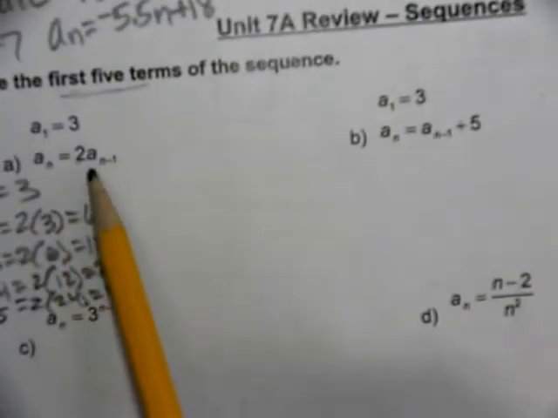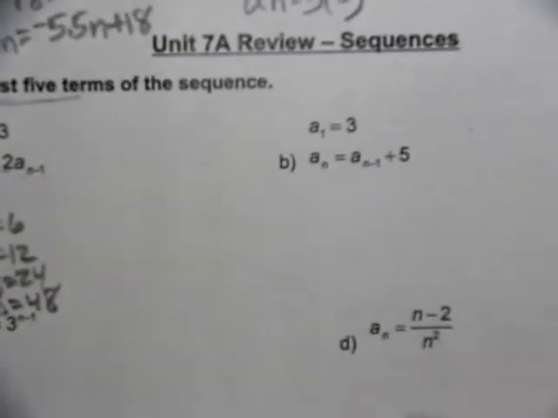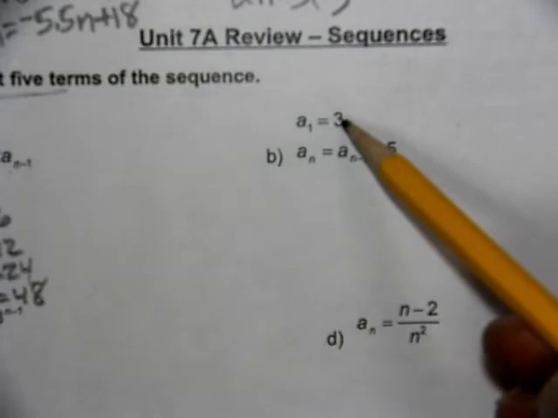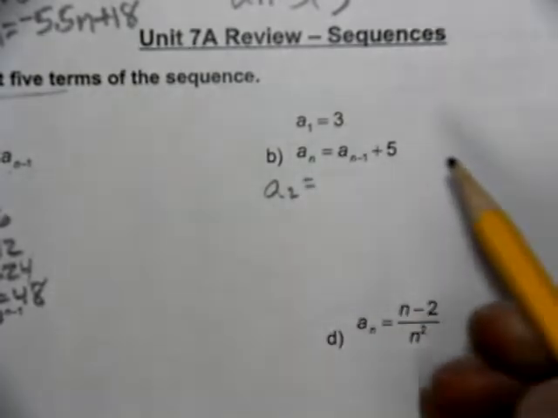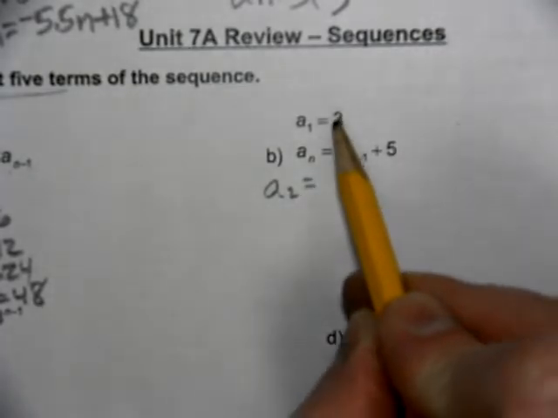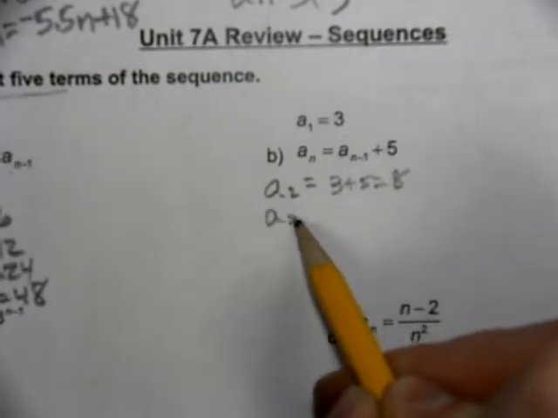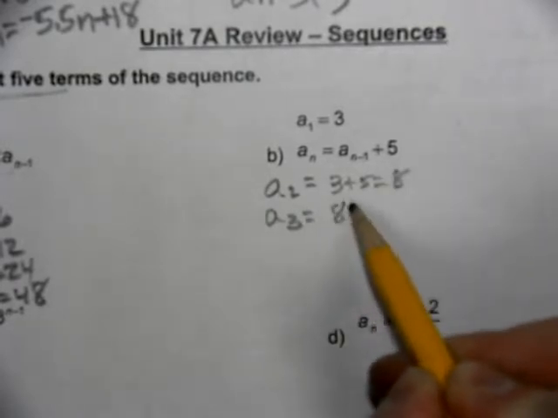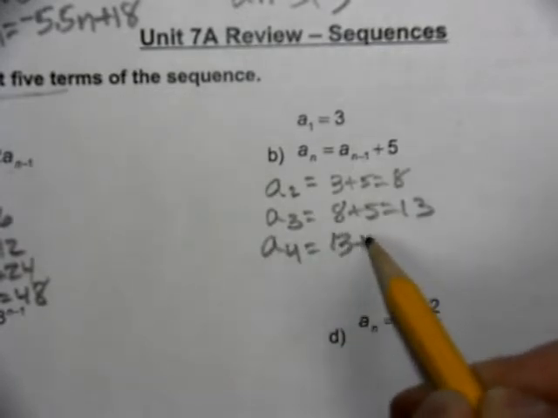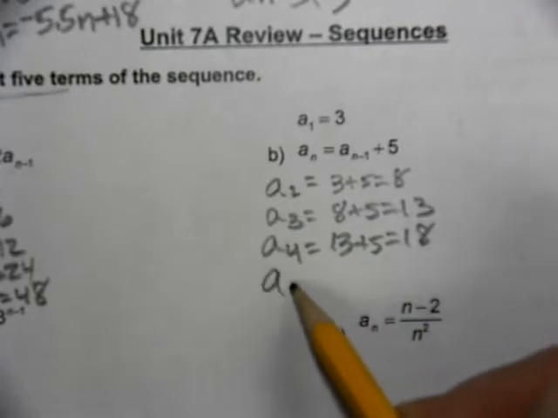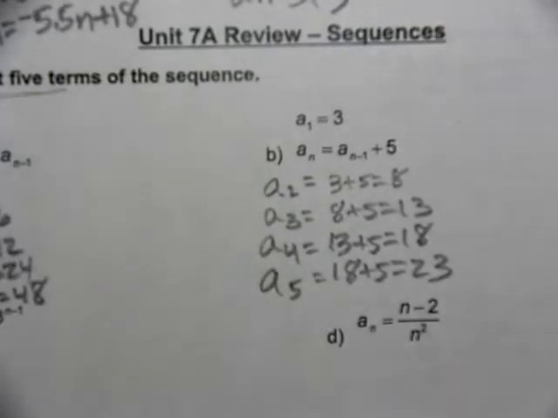So this is a recursive because we're using a of n minus 1, which means to use the previous term. Here's a recursive rule. Again, it tells us where to start. So if that's a of 1, a of 2 is going to be plugging the 3 in for that spot. Plug the 8 in. 13 in. And the 18 in.